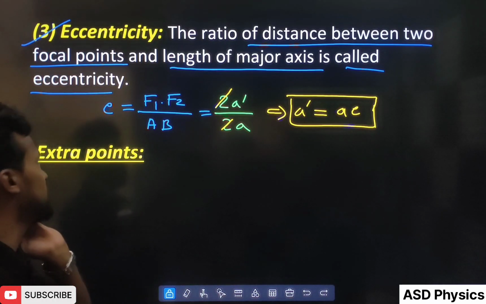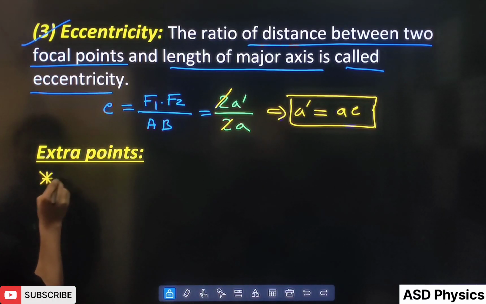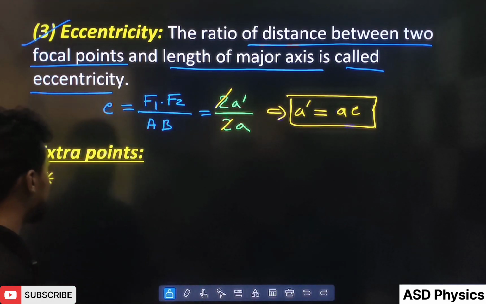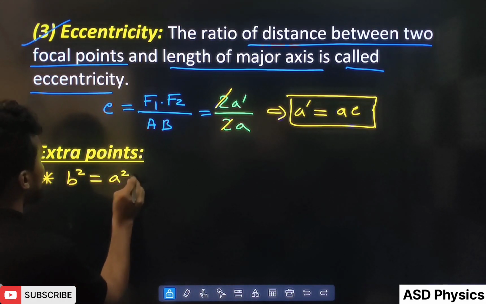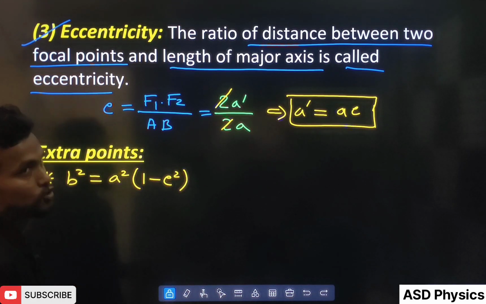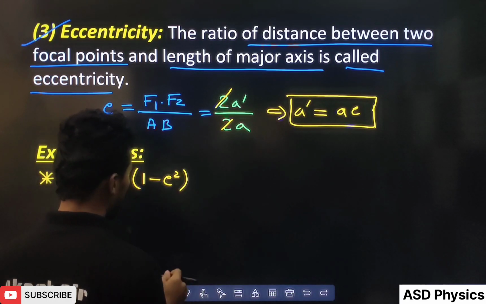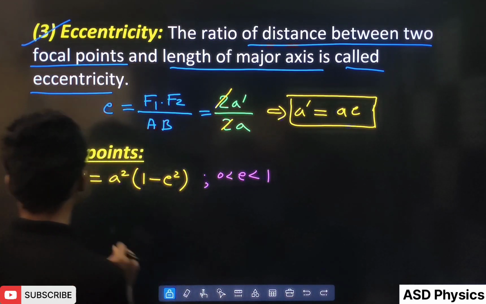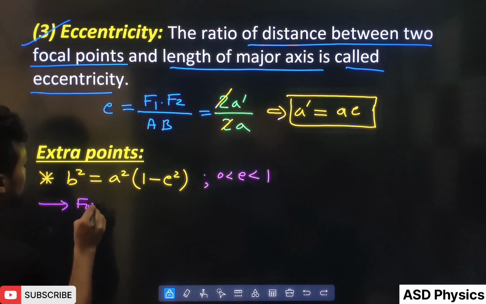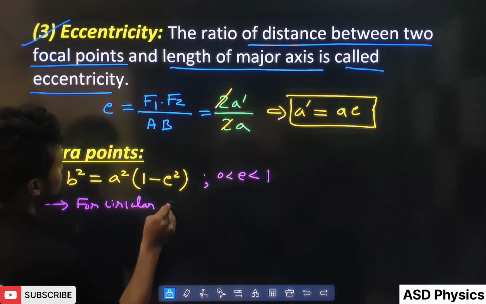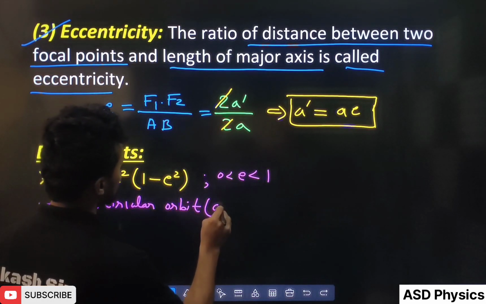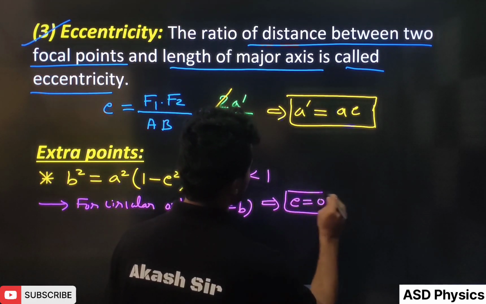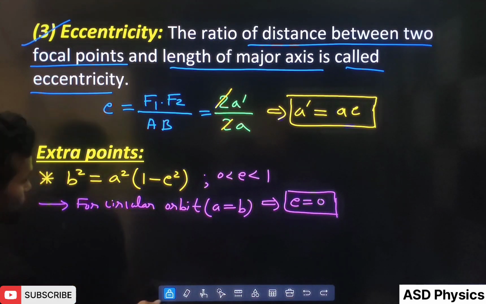Okay, after that, students, we are going to see some extra points. The first point is the relation between the semi-major axis, that means a, the semi-minor axis, that means b, and eccentricity e. That relation will be how much here? b square equal to a square times (1 minus e square). Okay, and the eccentricity for the ellipse is greater than 0 and less than 1. But if this ellipse becomes a circle, so for a circular orbit, you know very well, a will be equal to b. That means the eccentricity value will be how much here? 0. Please remember that. Okay, this is the first extra point.